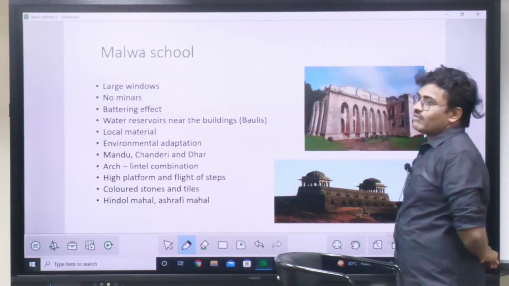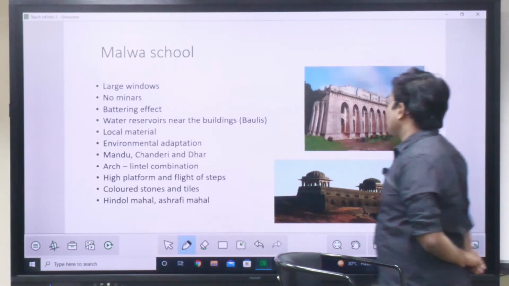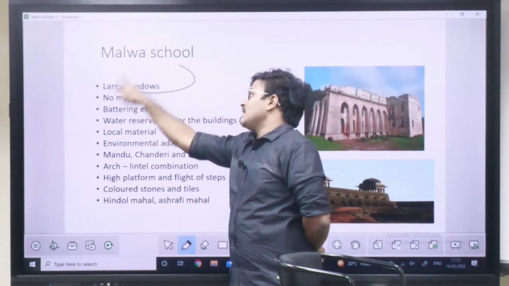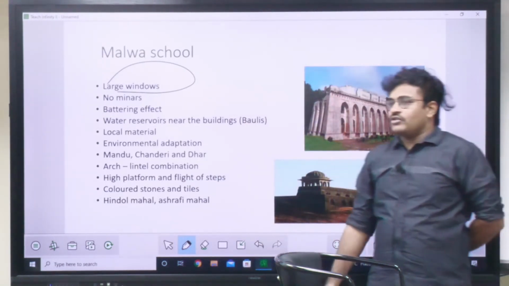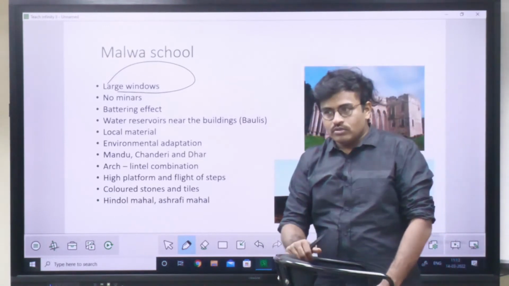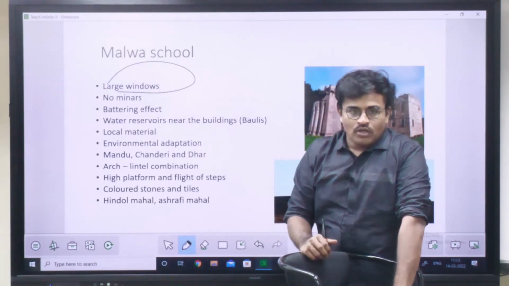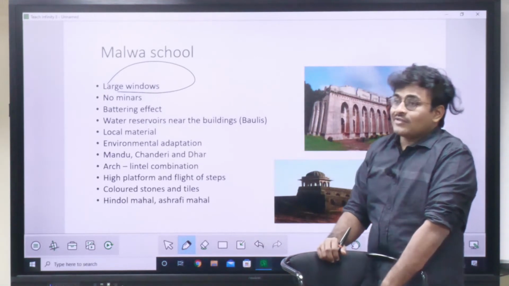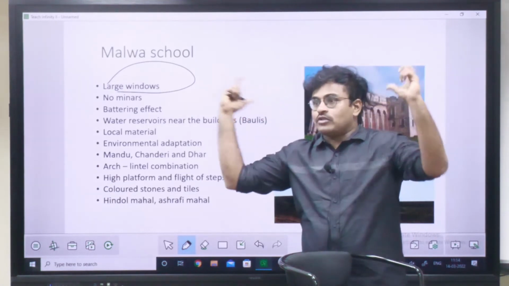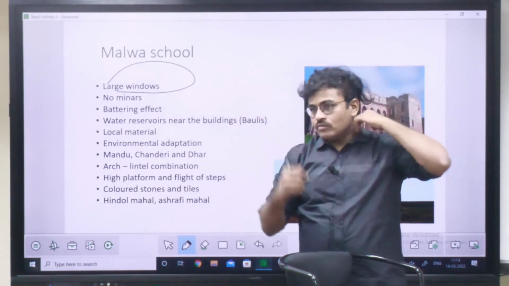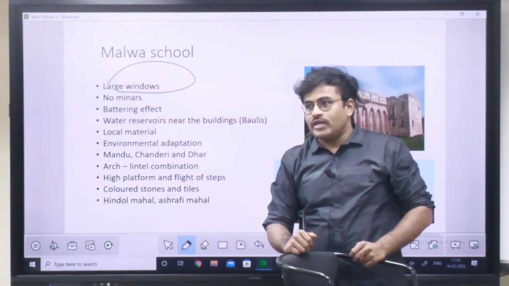Then the next one is the Malwa school. It is exactly the same as Muhammad bin Tughlaq's Tughlaq style. Some interesting things: it contains very large windows. Large window structures are present. This Mandu region is very close by to the Khajuraho temple group, also present in Madhya Pradesh. So naturally, the local Khajuraho Chandela school had its influence on these people. If you remember, the Khajuraho temple structure also has huge balconies and window structures. Remember the diagram? The Mahadev temple we talked about, Kandariya Mahadev temple.